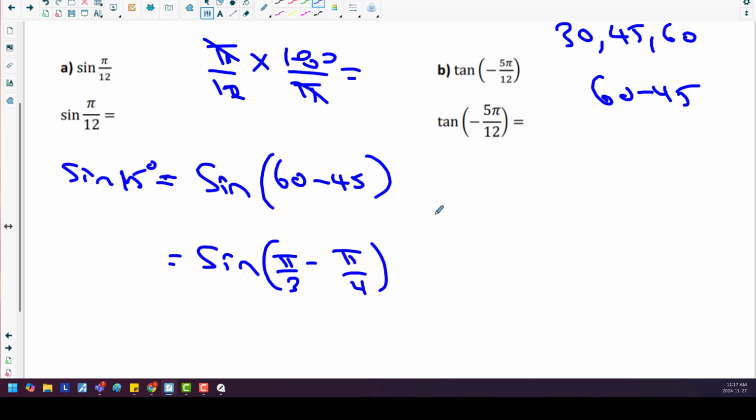If you don't believe me, just do it. 60 divided by 180 and then 45 divided by 180, and then you'll get the fraction.